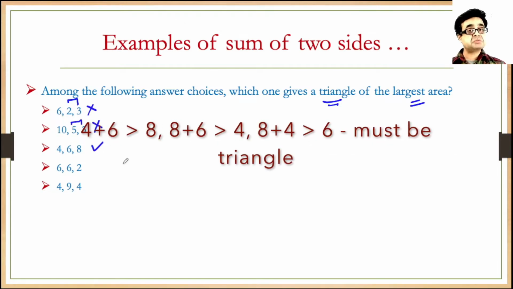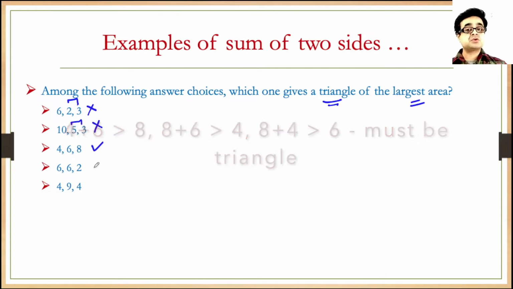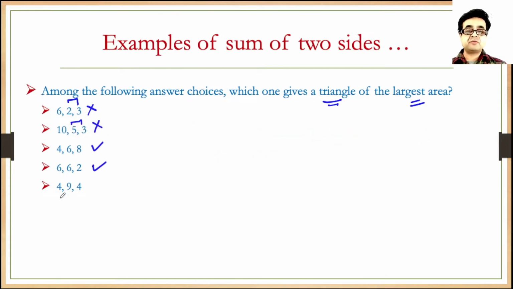4, 6, 8 is possibly a triangle. 6, 6, 2 is possibly a triangle. 4, 4, 9: 4 plus 4 is 8, which is less than 9. The sum of two sides is less than the third side, which is not possible in a triangle, so not a triangle. So I have boiled my situation down to these two.